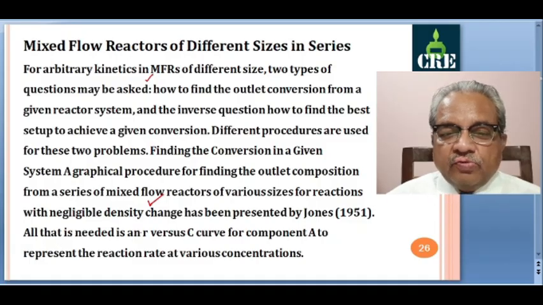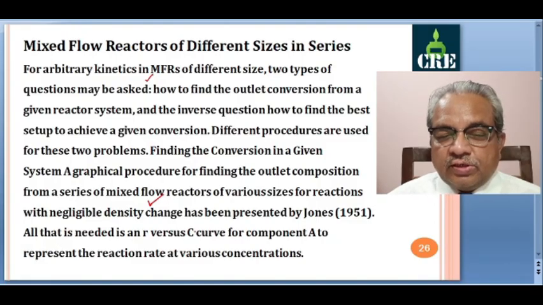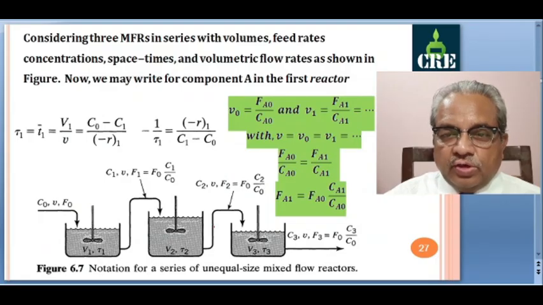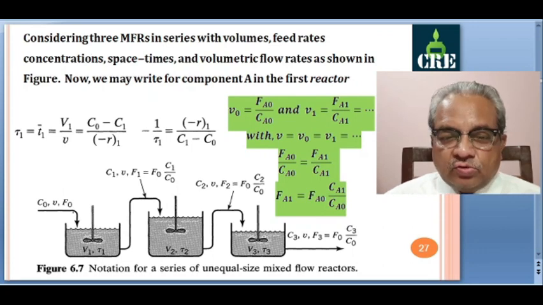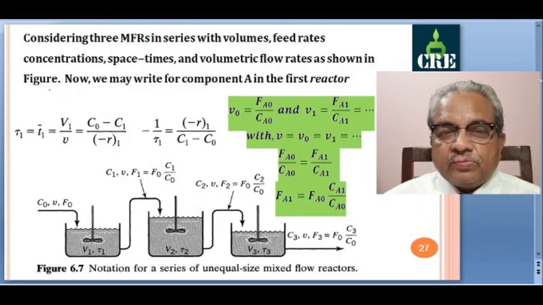All that is needed is a rate versus concentration curve, R versus C curve, or minus RA versus CA curve for the component A to represent the reaction rate at various concentrations. So rate versus concentration curves we need. So we'll see what exactly it means. Considering three mixed flow reactors in series, now you can see here reactors are of different sizes V1, V2, V3. So tau 1, tau 2, tau 3 will be different.